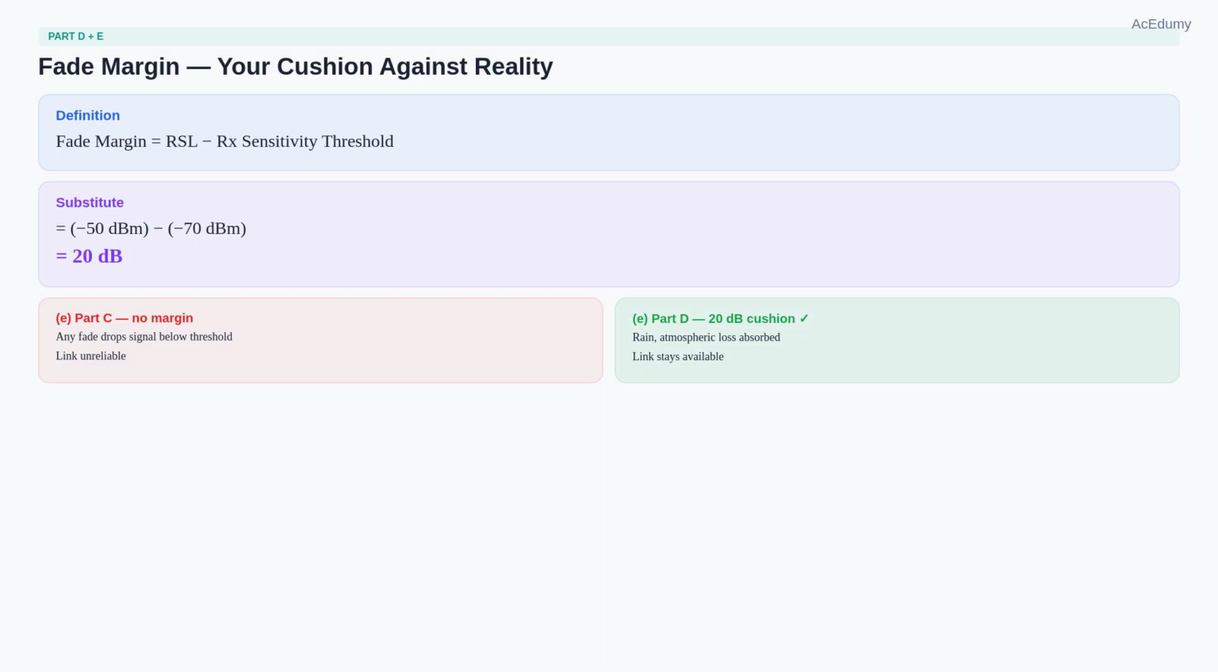Part E asks which is better. The answer: Part D is better because it has a 20 decibel margin. Part C had no margin. Any small fade would drop the signal below threshold. In microwave engineering, fade margin is essential for link reliability.